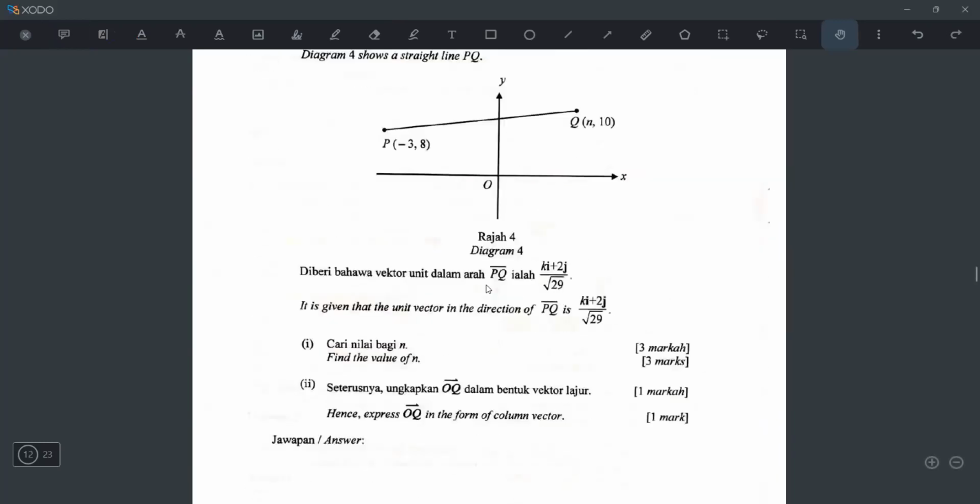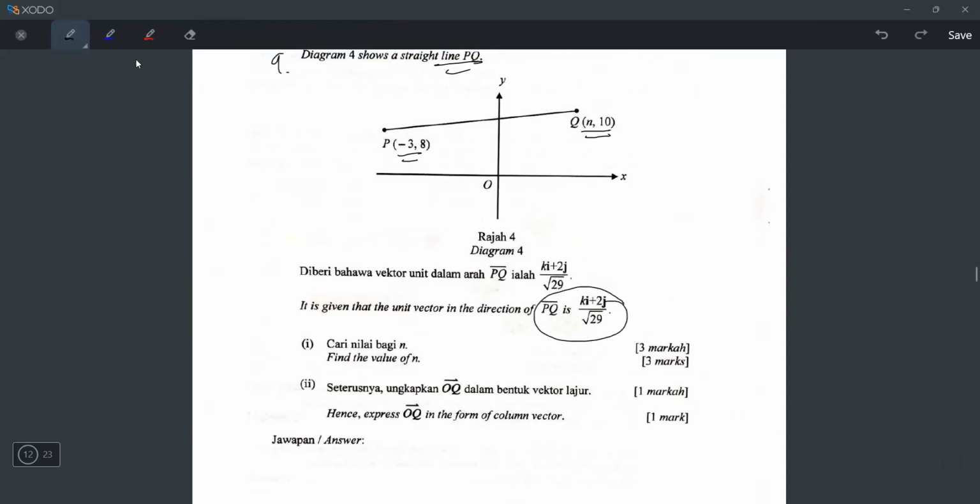Okay, let's go to question number 9. Diagram 4 shows a straight line PQ, definitely a vector question. So P, the coordinate is given already, but the Q, the x coordinate, I don't know, right? So let's see. It is given that the unit vector in the direction PQ is this. So even though they never give us this, I'm sure they will ask me to find, but they give us something else here. Unit vector.